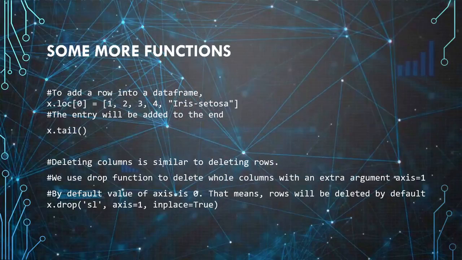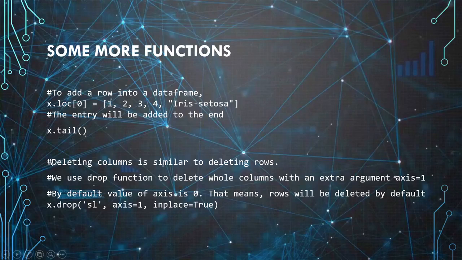So some more functions. To add a row into a data frame, we can use x.loc of 0. Like if this is the row number we are setting, and these are the values of first, second, third, fourth. I told you almost all the SQL-like functions you can perform using this library. So we can say add a new row. The entry will be added to the end, if after this we write the command x.tail.